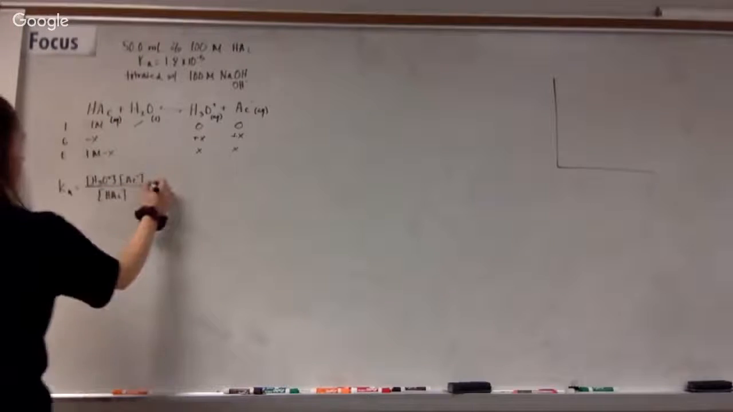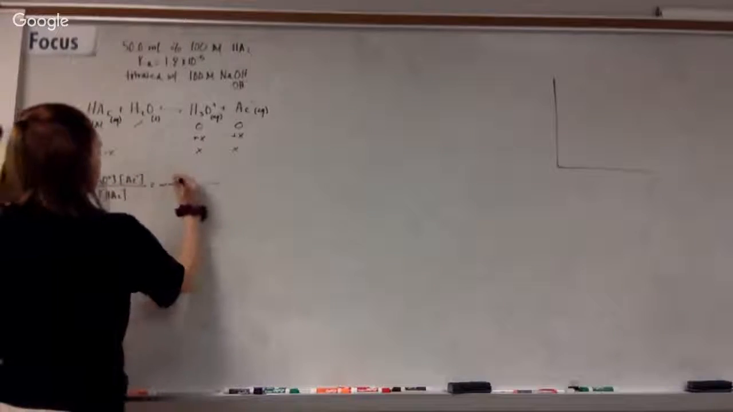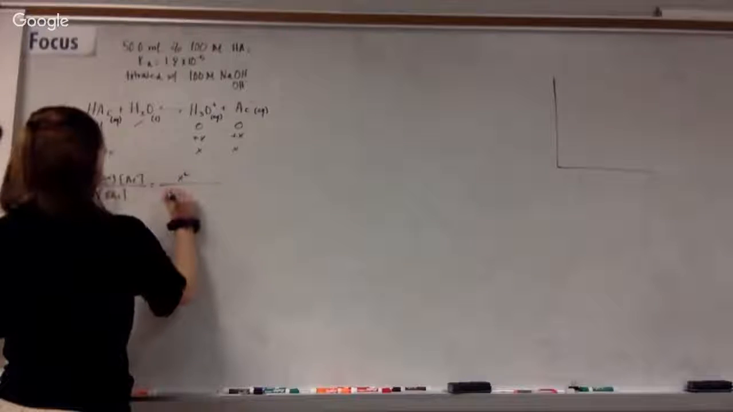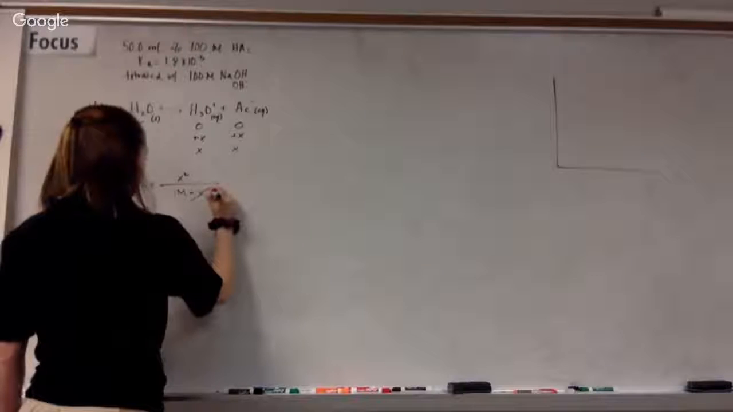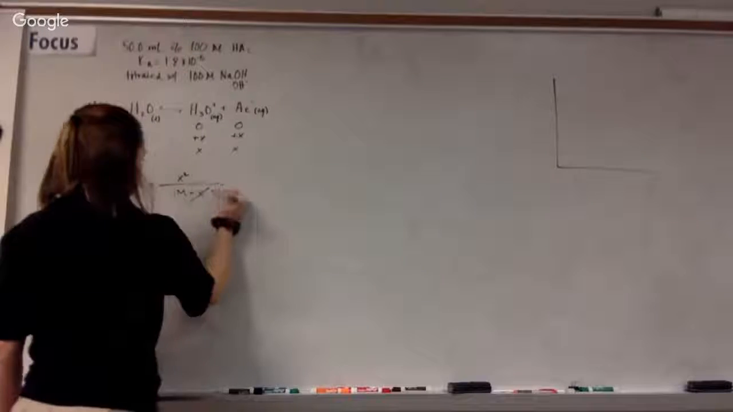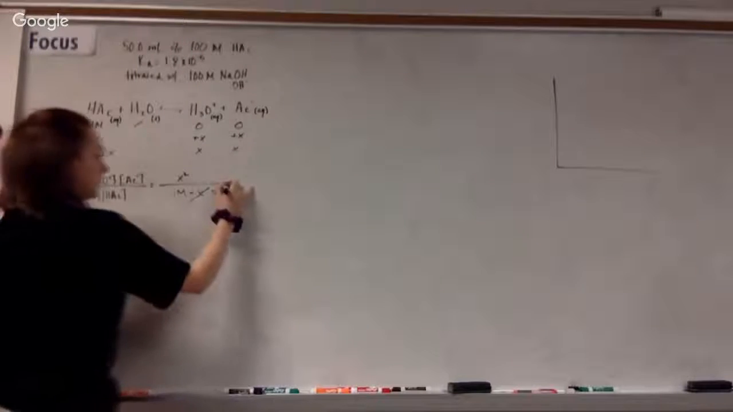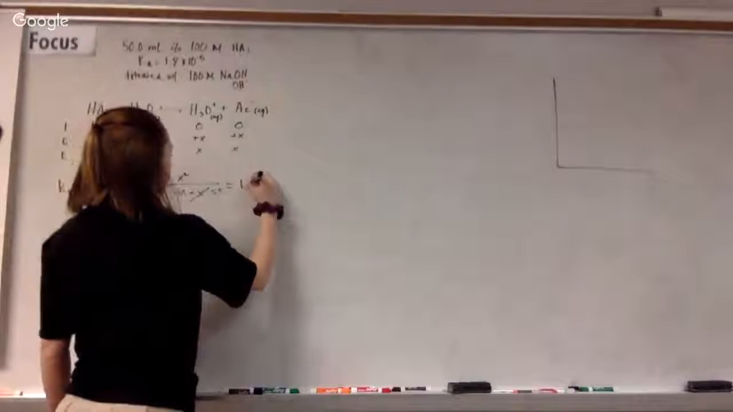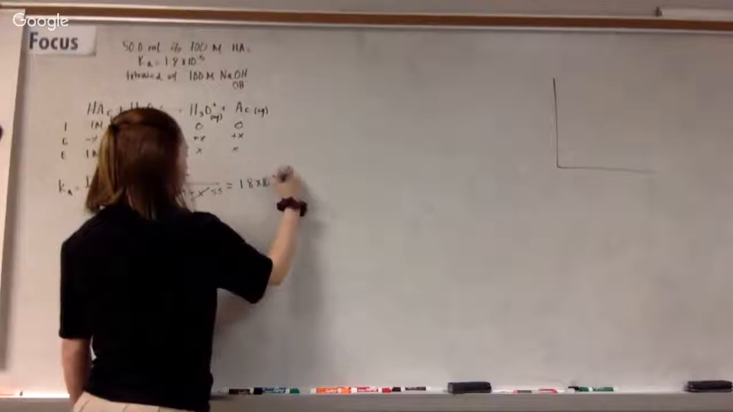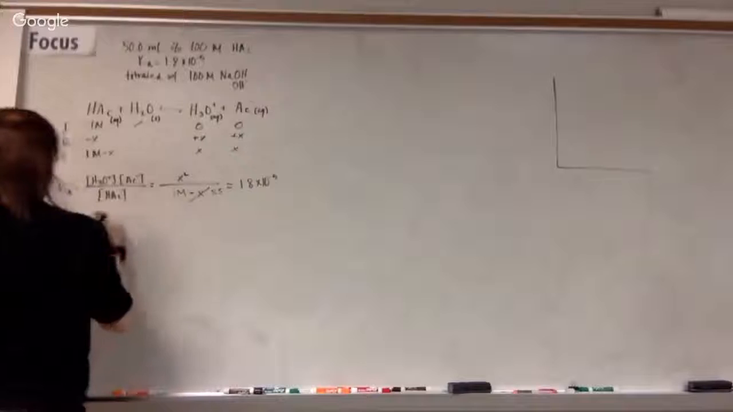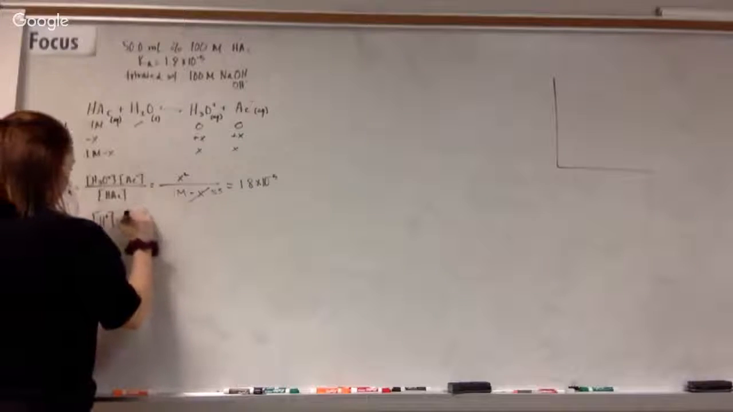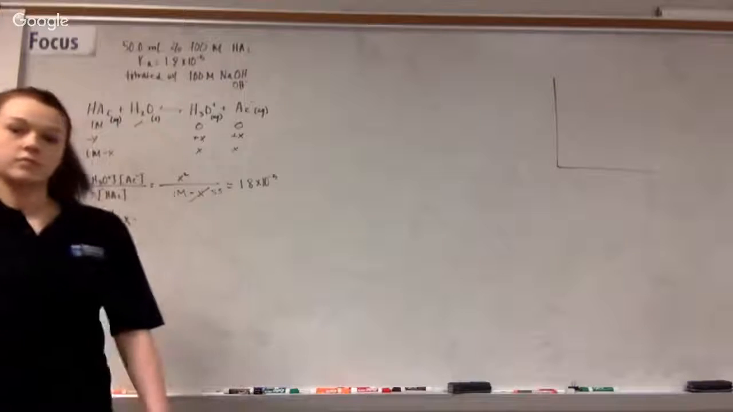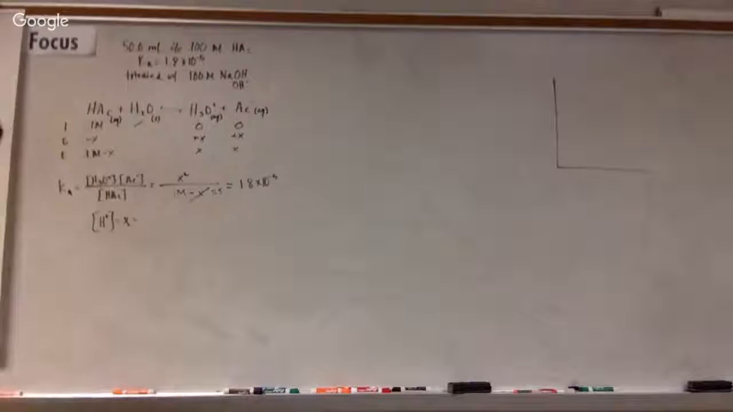Now we can plug in the actual values here. And in almost all these problems, I'm going to let you do the 5% rule. The 5% rule says that we can get rid of that X. And that's equal to 1.8 times 10 to the negative 5. Can someone solve for X there?